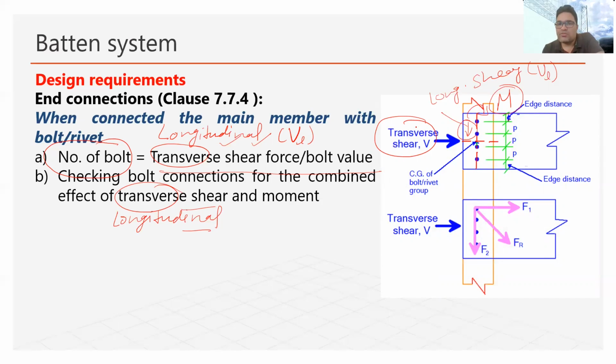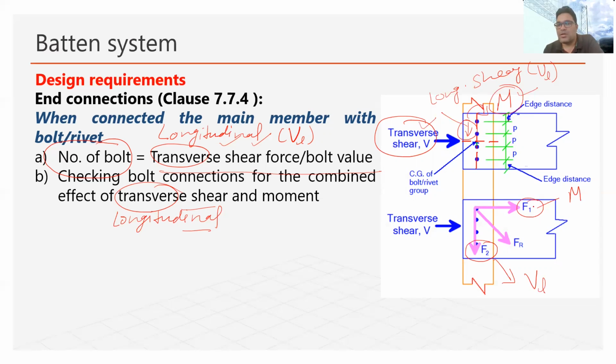Now, because of this transverse shear, as we know, longitudinal shear force and moment are induced. So these longitudinal shear and moment are actually creating two types of force. One is F1 and the second one is F2. This F2 is because of the value of VL, and this F1 is because of the value of M. So ultimately, these two effects will be acting on the bolted connection at the same time. So we find out the combined effect of them.